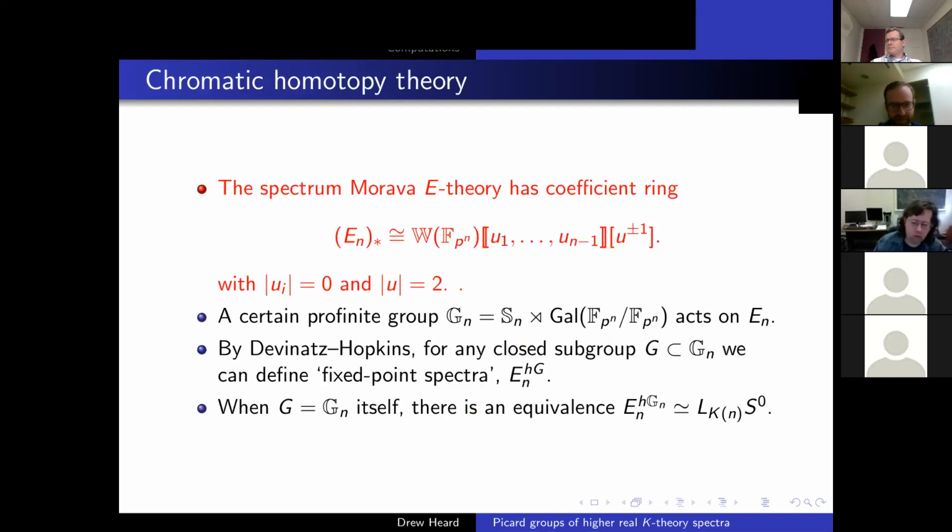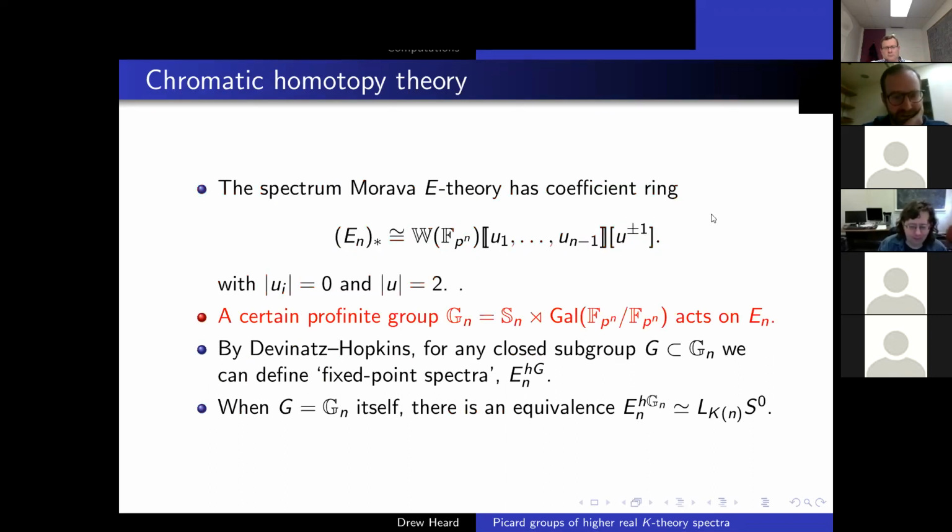So the spectra we'll look at come from Morava E-theory. This is a certain ring spectrum in homotopy. It has a very nice coefficient ring: the Witt vectors over F_{p^n} adjoin power series variables u_1 up to u_{n-1}. They all live in degree 0, and the degree of u is 2 or -2, depending on who you talk to. But this ring E_0, the Witt vectors on this power series, is a complete local Noetherian ring. The u_1 up to u_{n-1} are regular, so it's a really nice ring.